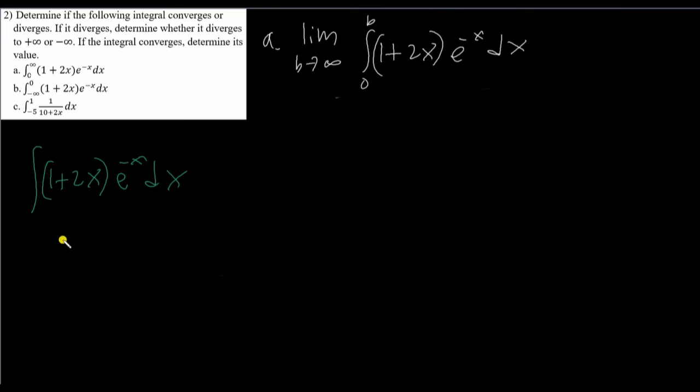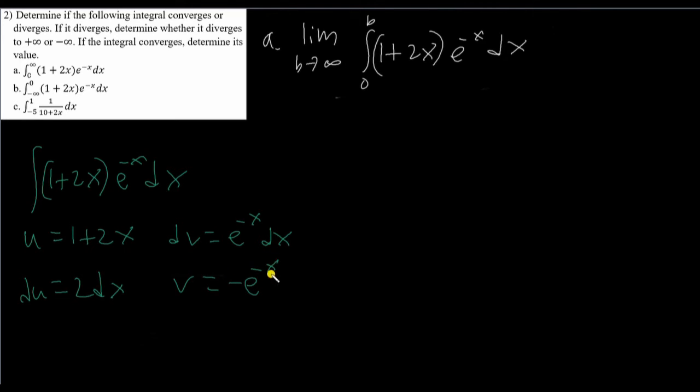This is going to be an integration by parts. I'm just going to quickly breeze through it, because that's not the main focus of the problem. I'm choosing u as 1 plus 2x because that's the algebraic part of the problem. You should know that the integral of e to the negative x is negative e to the negative x. That'll make it easier. This is equal to uv minus the integral of v du.